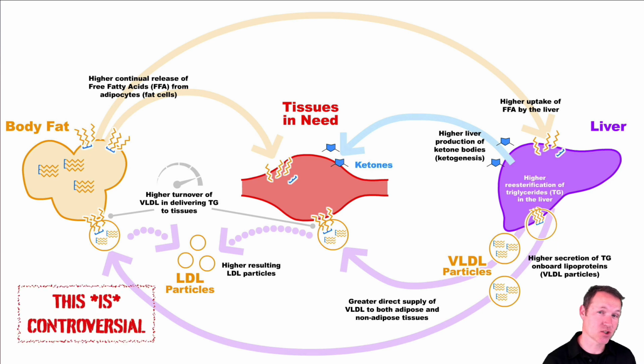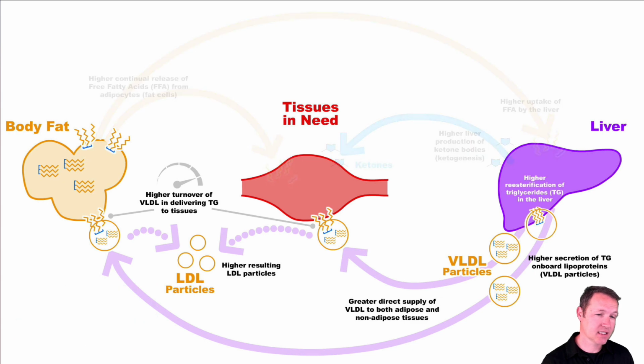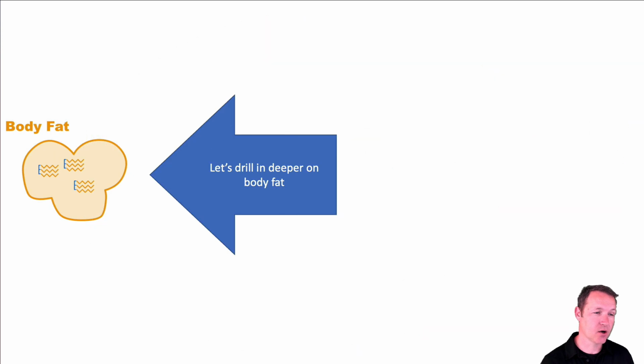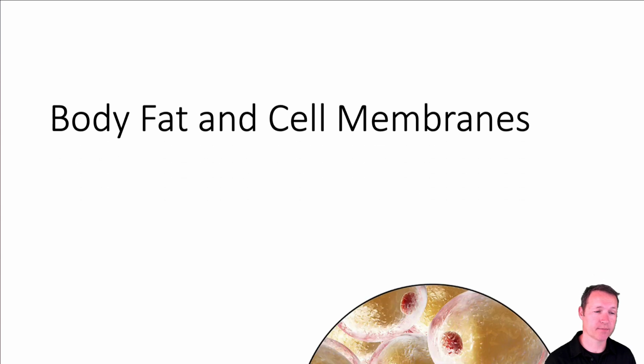This is controversial, and understandably so. There's a lot of spirited debate in and outside the low-carb community as to what this means and how this works. And really, this bottom half of the flowchart is pretty much where a lot of my research lies. But what I want to do now is I want to drill in deeper specifically on body fat. And not just body fat, but also cell membranes, because this is an important part of the story.